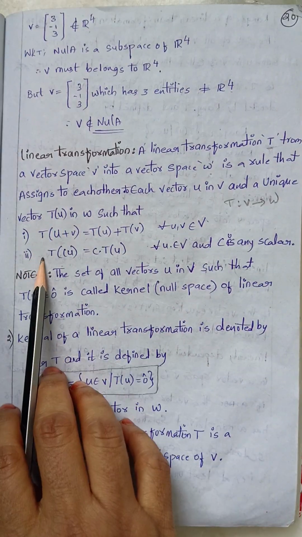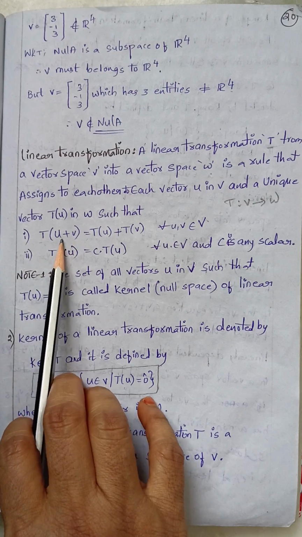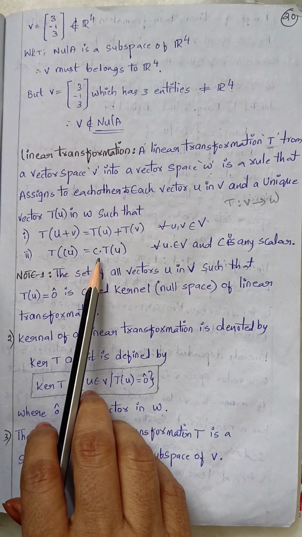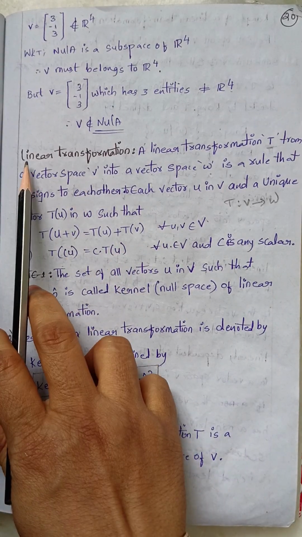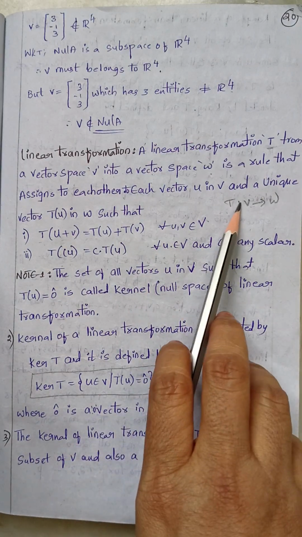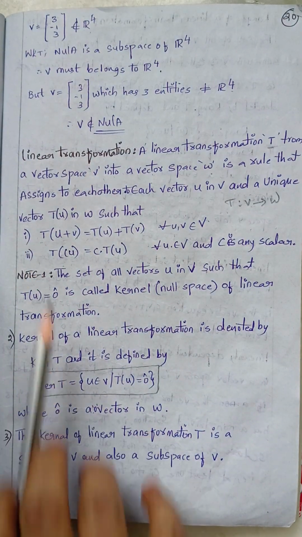Then it satisfies two conditions, that is, T of u plus v equals T of u plus T of v for all u, v belonging to the first vector space, and T of cu equals c into T of u. It is nothing but vector addition and scalar multiplication in terms of transformation. So a mapping is said to be a linear transformation if it satisfies these two conditions.